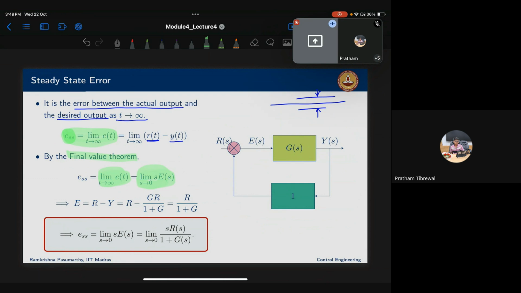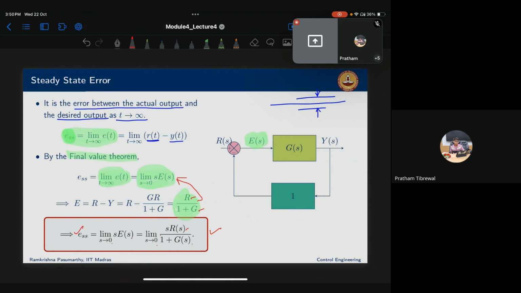What is this E of s? I think at the start of this live session, I derived this E of s expression in the same way. So you can substitute this here, once you know R and G. So the limit as s tends to 0 of s E of s, where E of s is R by 1 plus Gs. This is a very important formula.